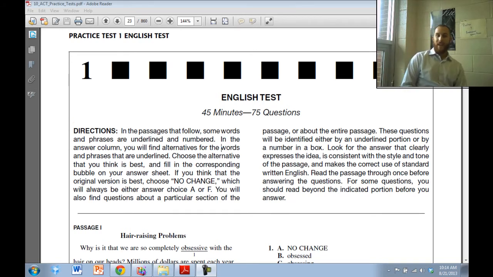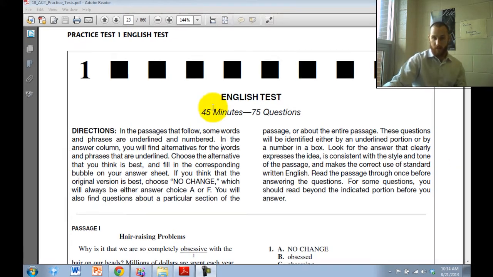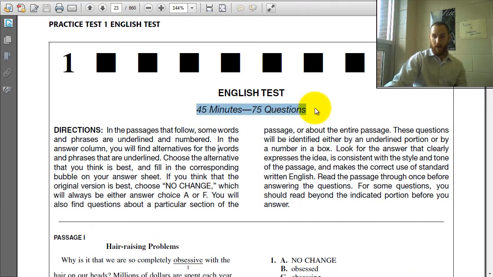Today we're going to be focusing on the ACT and the PLAN test. The only section we're going to be worrying about though is going to be English. So first thing to address, as you can clearly see, on the ACT you will have 45 minutes to do 75 questions. If you're taking the PLAN test, you will have 50 questions to do over the course of 30 minutes.